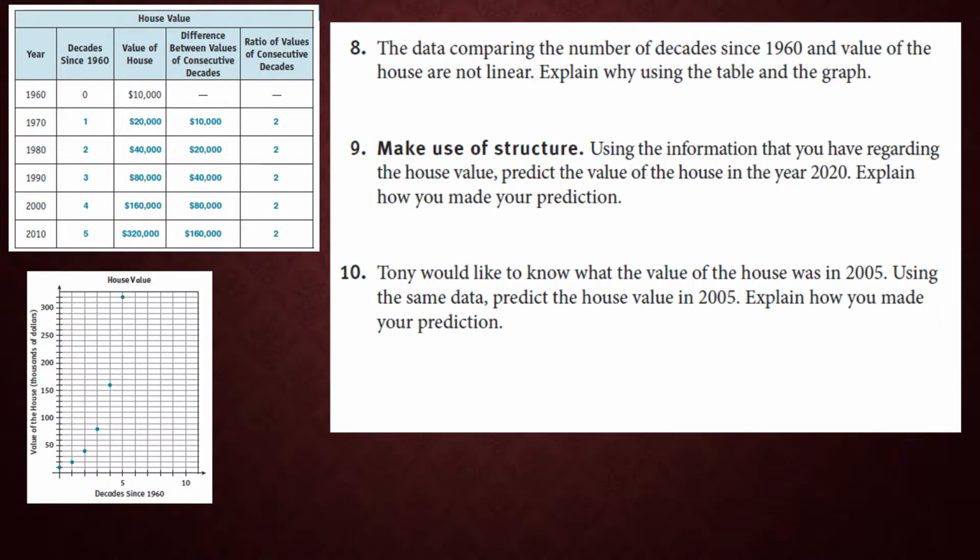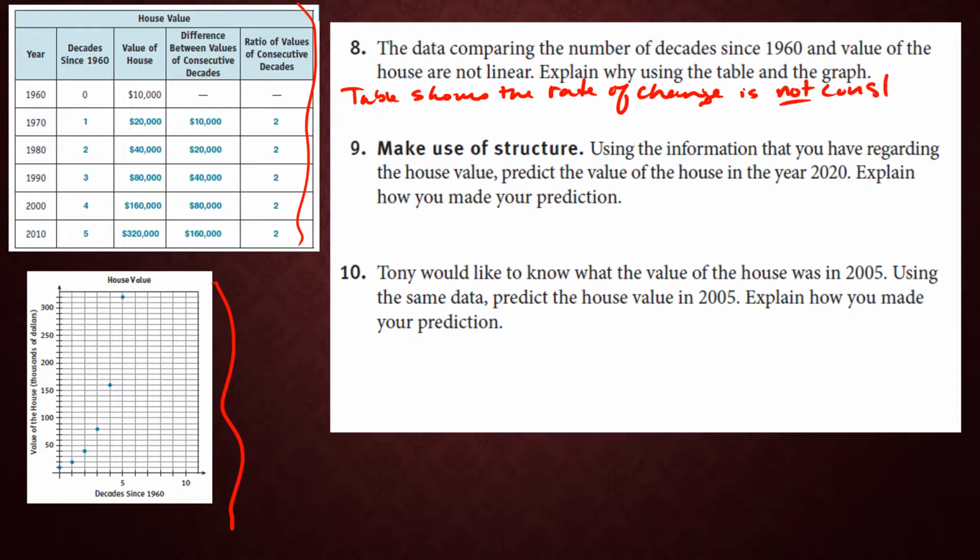So the data comparing the number of decades since 1960 and the value of the house are not linear. And we're going to use the table and the graph to explain why. Well, the table shows the rate of change is different. So it is not constant. In order to be linear, it would have to have a constant rate of change. And the graph does not show a line. It better not show a line. If it does show a line, that means that the rate of change was constant. So these two, table and graph, wouldn't match.